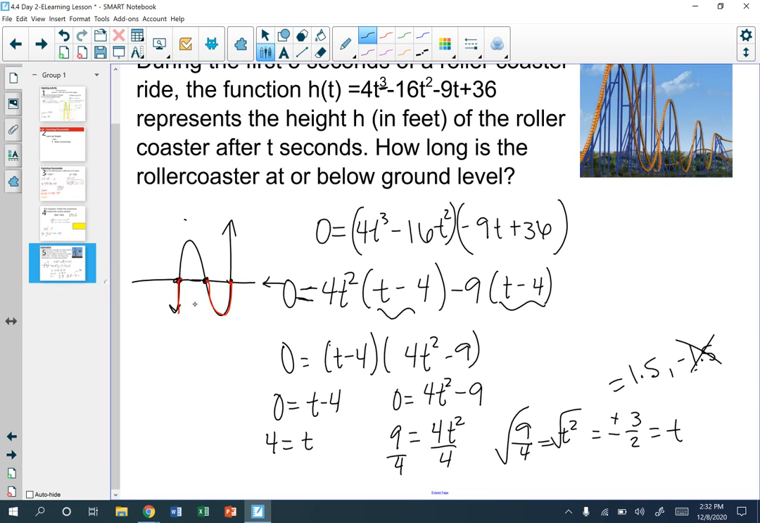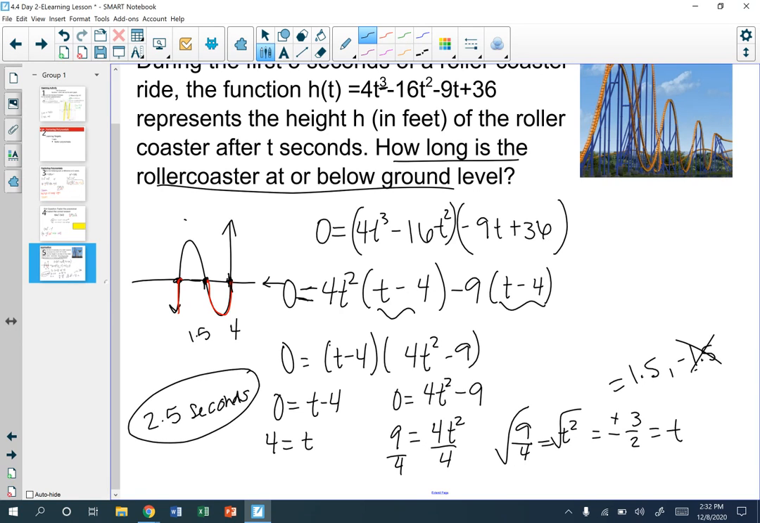So if I were to go over and look at my graph, this point would be 1.5 and this point would be 4. And they're looking how long is the roller coaster at or below ground level. Well, it's at or below ground level from 1.5 seconds to 4 seconds, which is 2.5 seconds. And that's the answer.